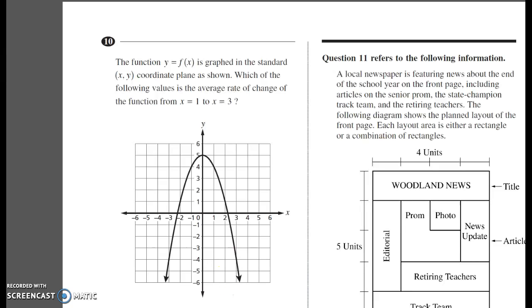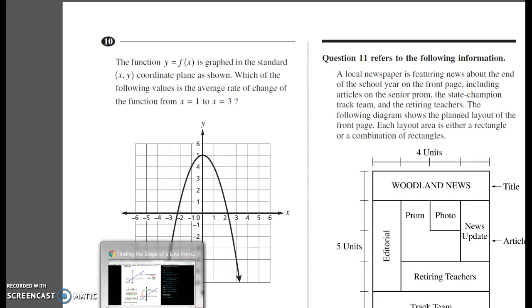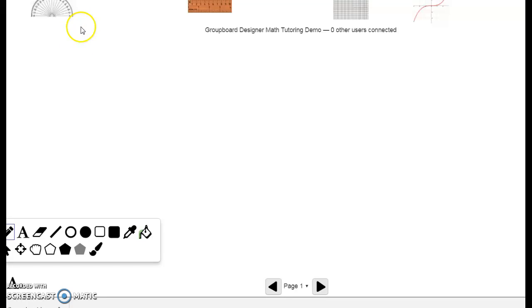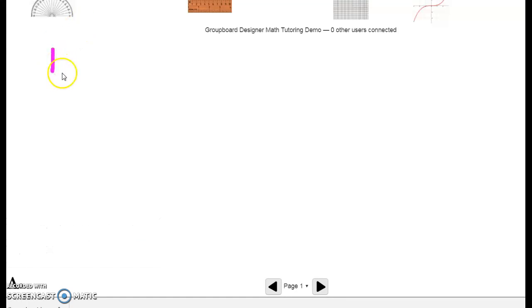So what we're going to do with this is look and see what happens when x is equal to 1. I'm going to put my cursor right here over the 1, and that's x is equal to 1, and I'm going to go up and see where the line hits. It would hit at y equals 4. So the coordinates that I have so far for this would be 1 and 4, because when the x is at 1, the y is at 4.